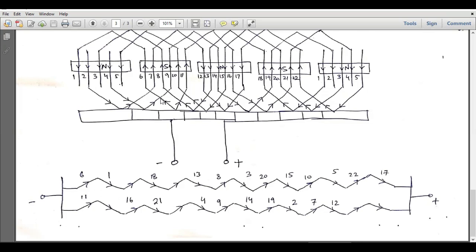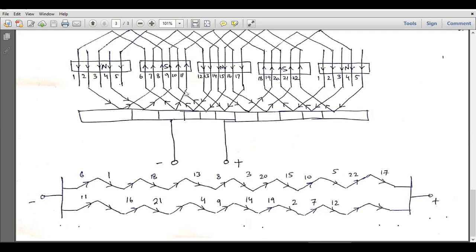So starting from this path, this is the first conductor, which is conductor number 6. Then we will move to conductor number 1. Then we will move to conductor number 18 and so on. And at the end, we will end up at conductor number 17. And at this conductor number 17, we will have the positive terminal. So this is our positive terminal.